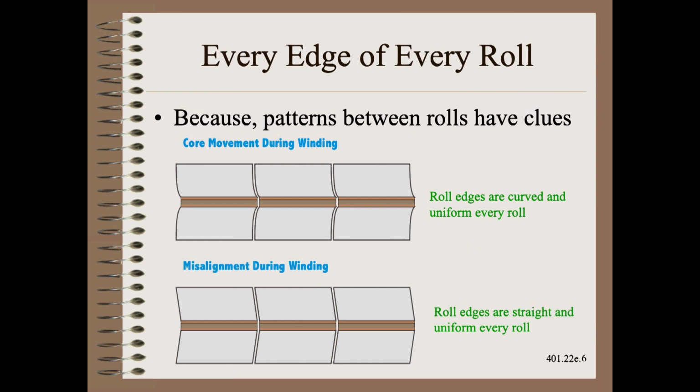If we only have one roll to work with, we will always look at both ends of that one roll. However, if we have a set of rolls to work with, we have a lot more information. In that case, we would look at every edge of every roll. This slide gives 2 of a half dozen different root causes for dishing that are most easily diagnosed by patterns between the rolls in the same set.